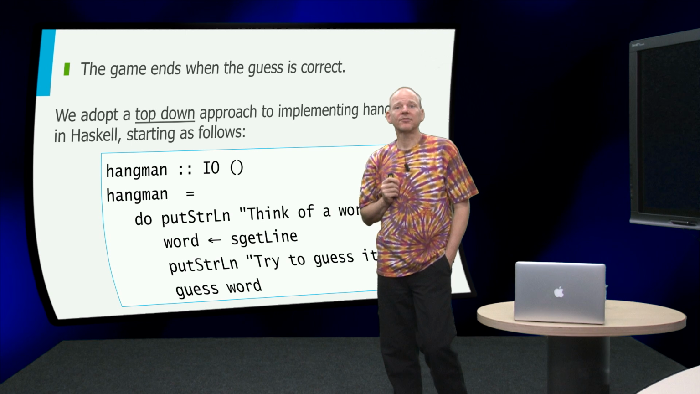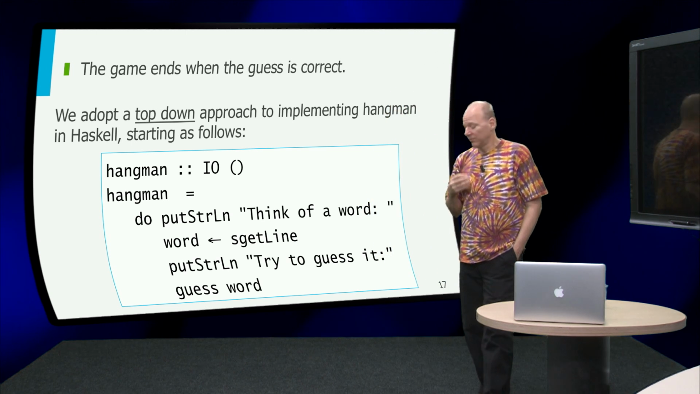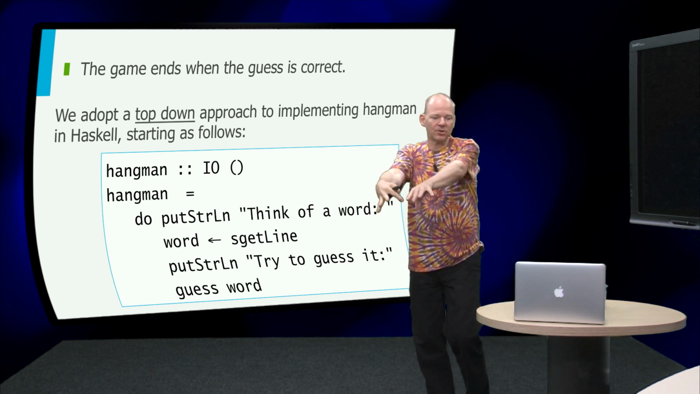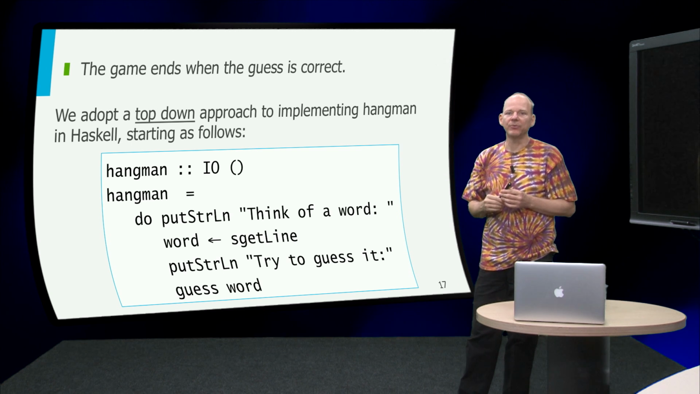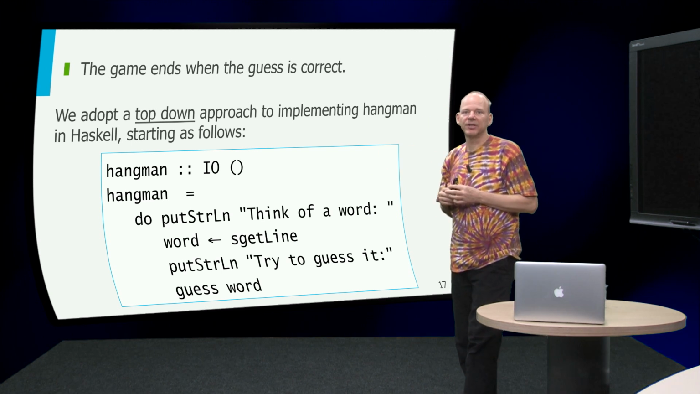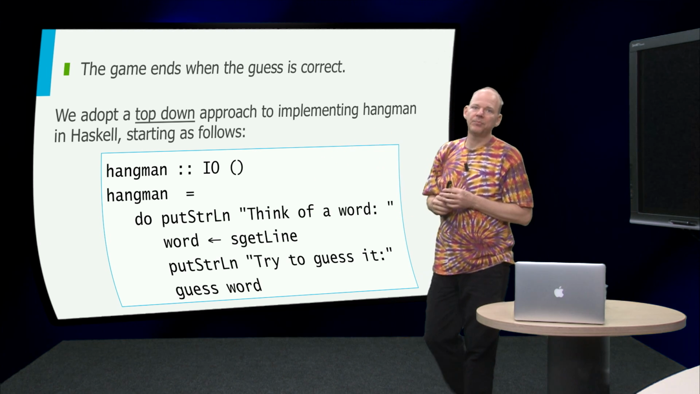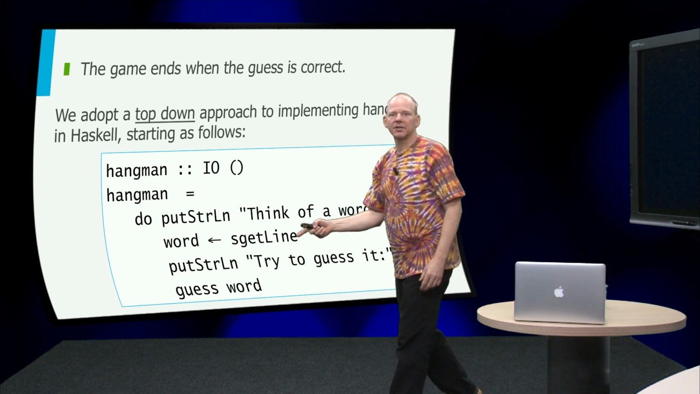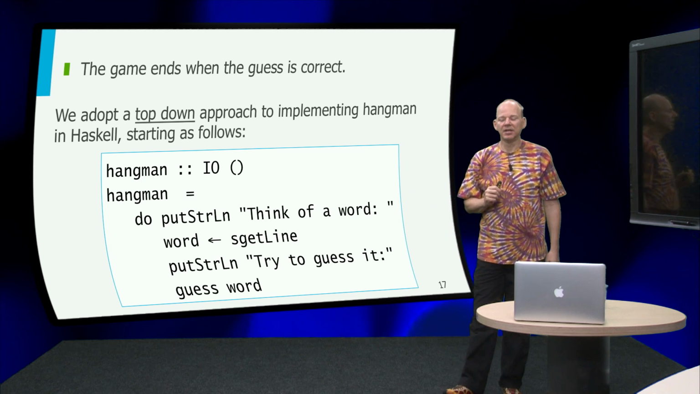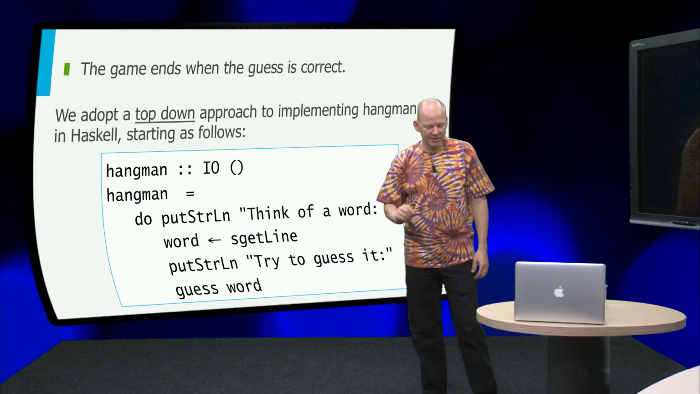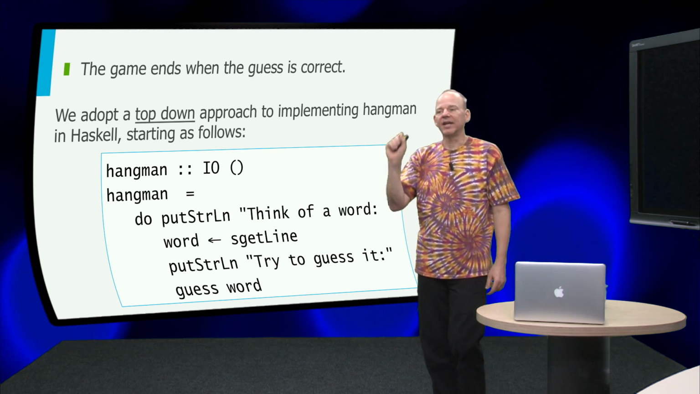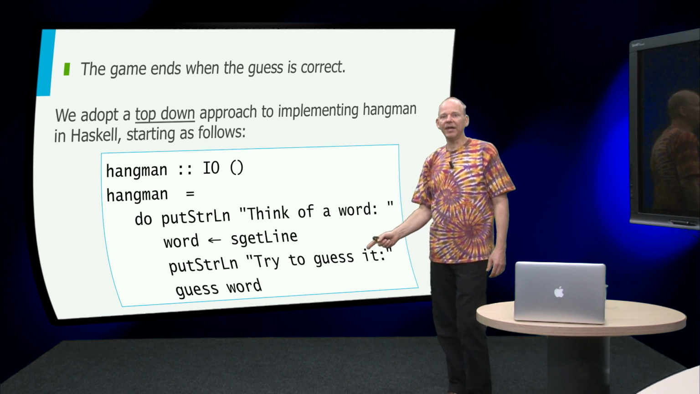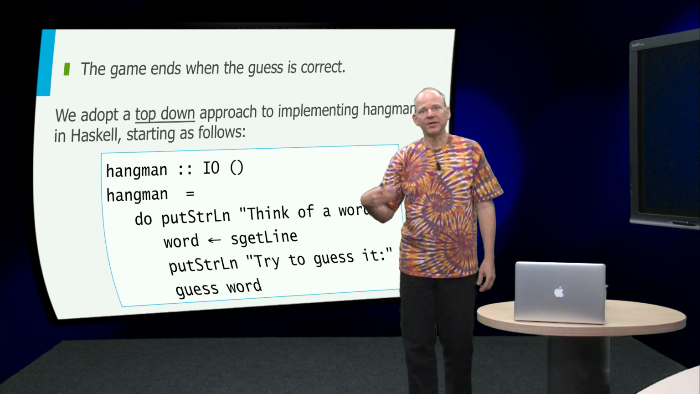Now let's start writing this code. We're going to take a top-down approach where, as we go, we will design the parts of the game that we need. But we first start with the interaction with the outside world. So we print to the output "think of a word", and then we secretly read that word. This function, secretly getLine, will read a string, but it will echo that string with underscores. And then the computer will ask us to try to guess the word.